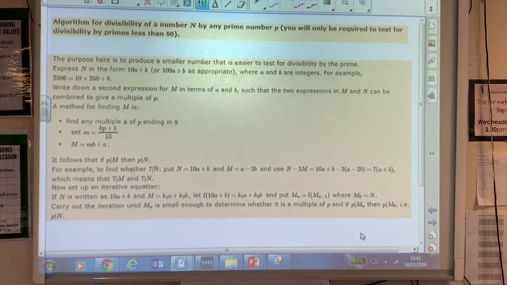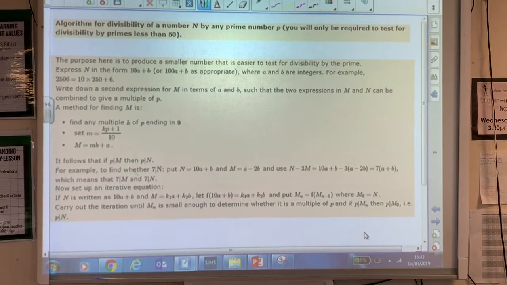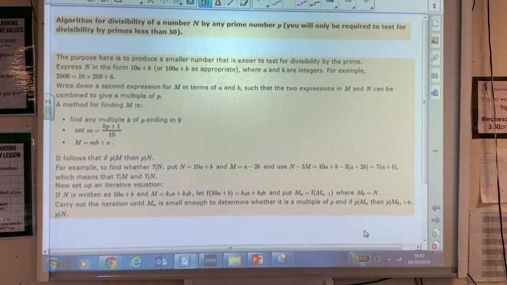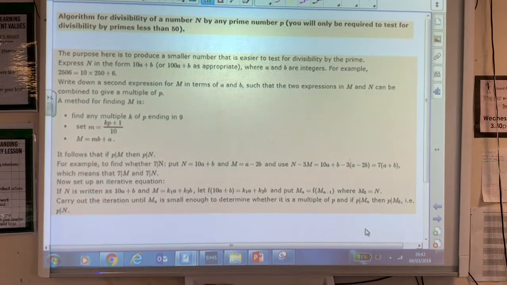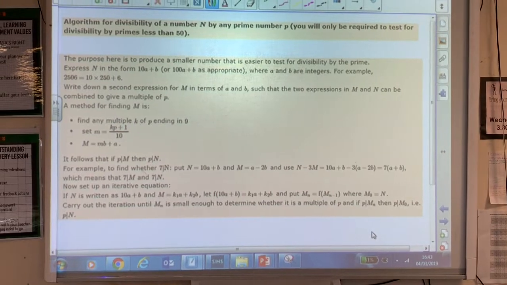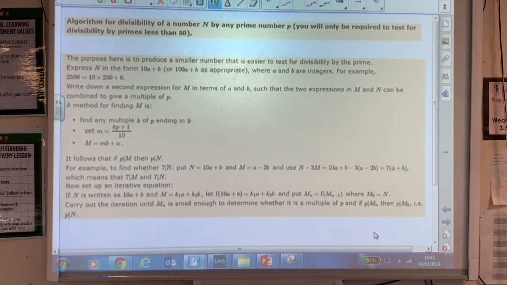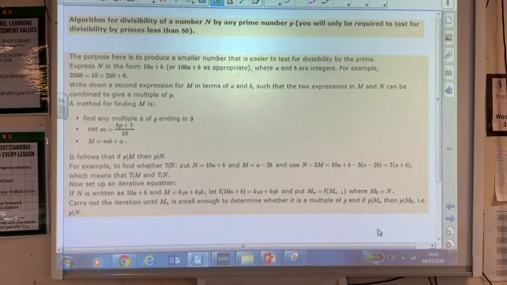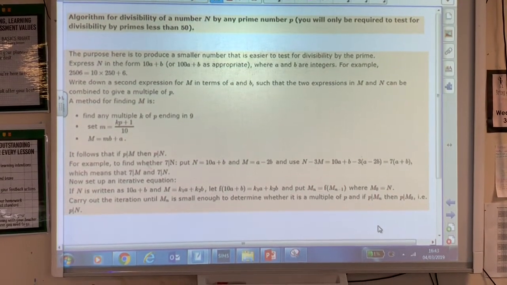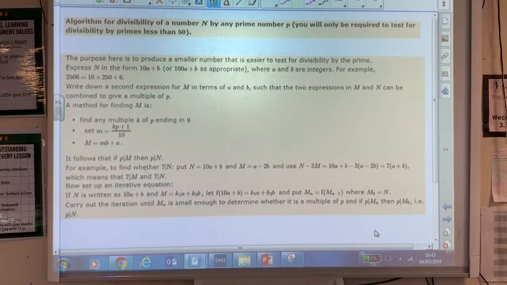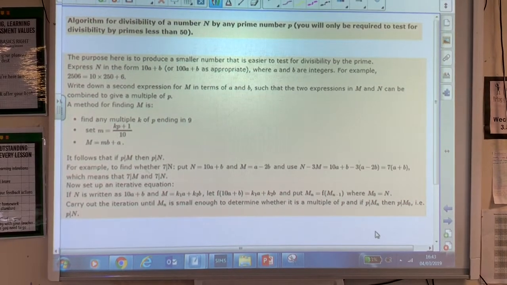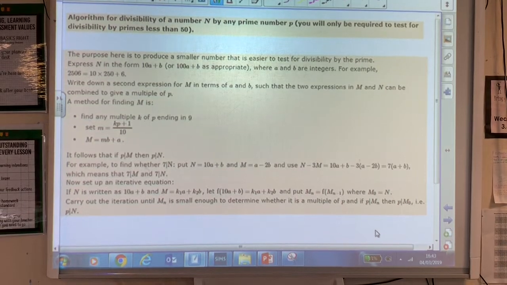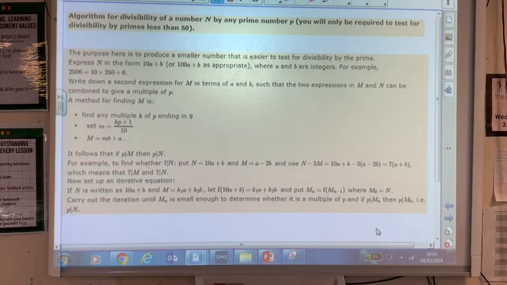So this is the sheet that you stuck in your books at the end of period 1 on Monday. It's an algorithm for divisibility of a number, capital N, by any prime number, P, and you will only need to show this for primes that are less than 50. What it does is get you to break up the number into two numbers and combine them.